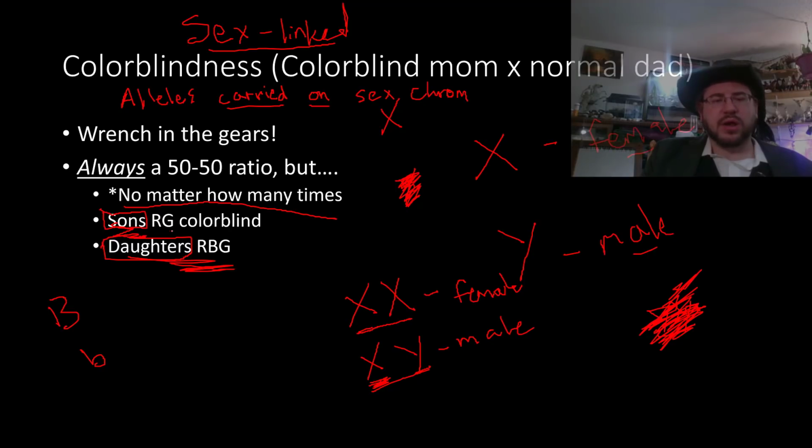So if all sons are red-green colorblind and all daughters are not, where is the color blindness allele carried? Which sex chromosome carries the color blindness allele? I get a lot of people who instinctively say, well, if all sons are red-green colorblind, then it's carried on the chromosome that determines whether or not you're male, the Y. But remember, the Y chromosome doesn't do much of anything, right? So the red-green colorblindness is an X-linked disorder.